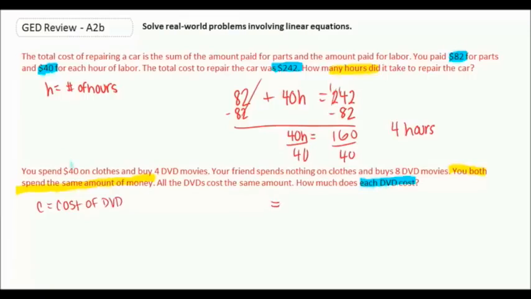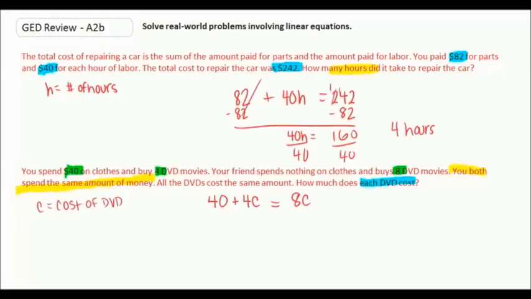Okay, well I have to deal with 40, 4, and 8. Does it make sense to multiply the cost of clothes times the cost of a DVD? No, they have no relationship. Would it make sense to multiply the cost of a DVD times the number of DVDs you bought? That it would. So plus 4c. Your friend spends nothing on clothes and buys 8 DVD movies, so that would be 8c. And that's our equation.